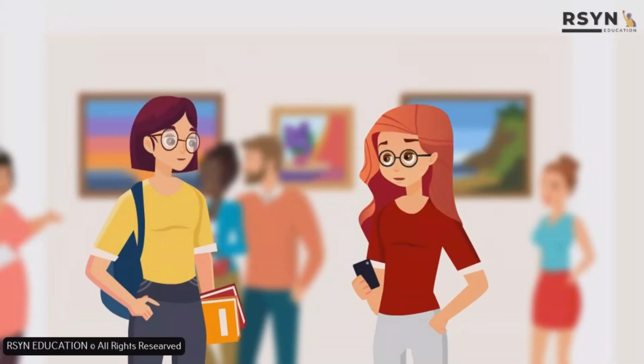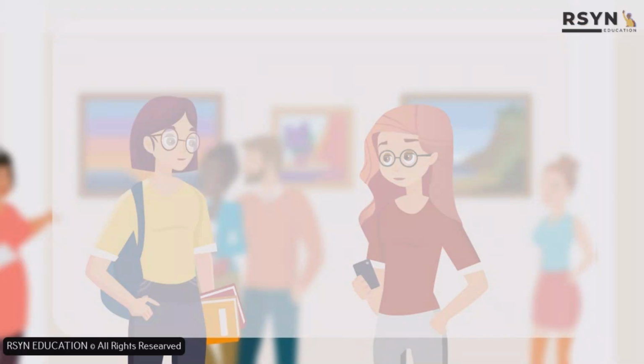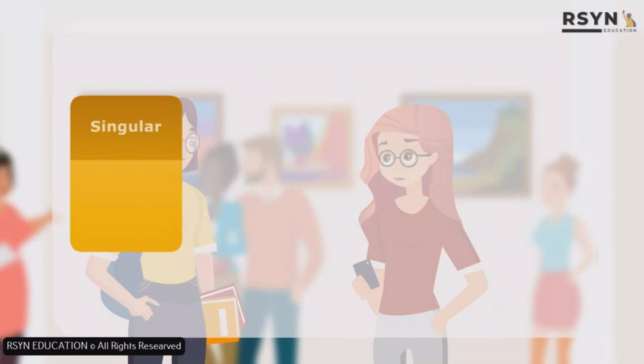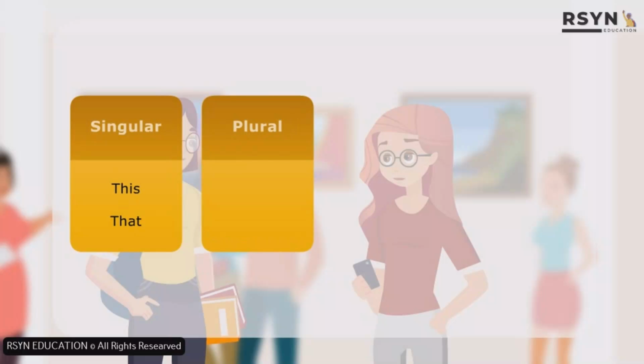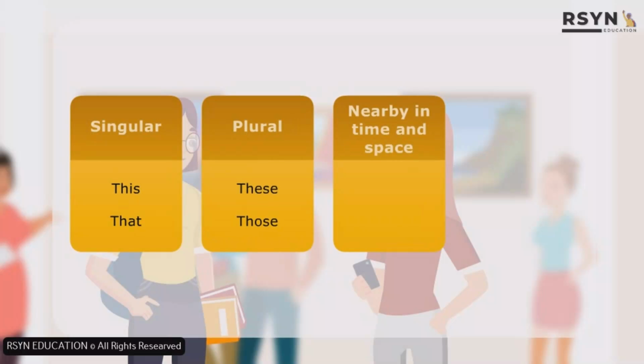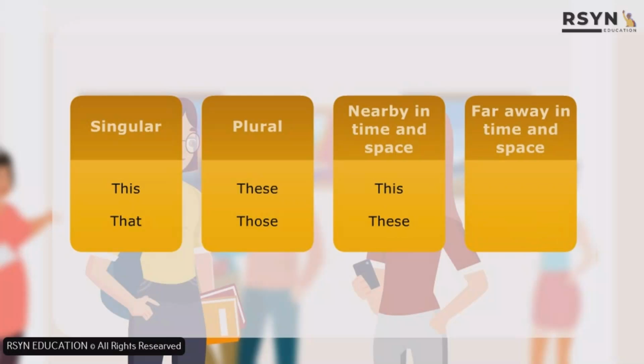Here is a list of some demonstrative pronouns. Singular: this, that. Plural: these, those. Nearby in time and space: this, these. Far away in time and space: that, those.